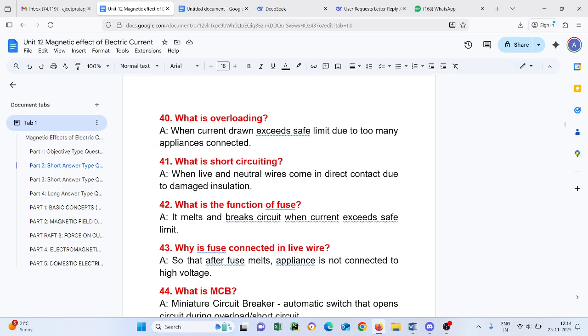What is the function of fuse? It melts and breaks the circuit when current exceeds the safe limit. Why is the fuse connected in the live wire? So that after the fuse melts, appliances are not connected to the high voltage.